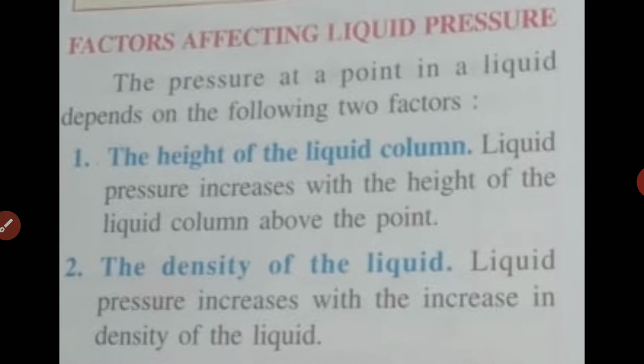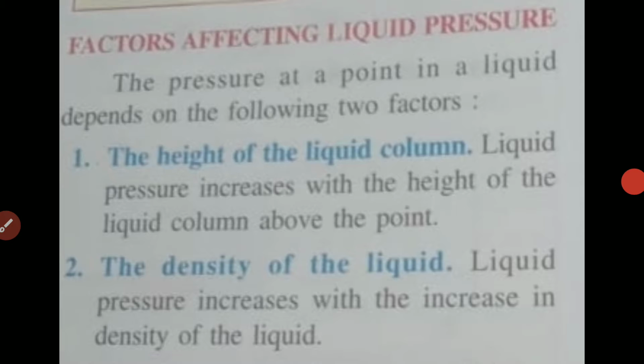That means when you immerse something inside the liquid, for example if you are putting a stone inside the liquid, then the pressure on the stone given by the liquid depends upon these two factors. Number one, the height of the liquid column. That means the liquid pressure increases with the height of the liquid column, which means as the height of the liquid column increases, the pressure on the object inside the liquid also increases.